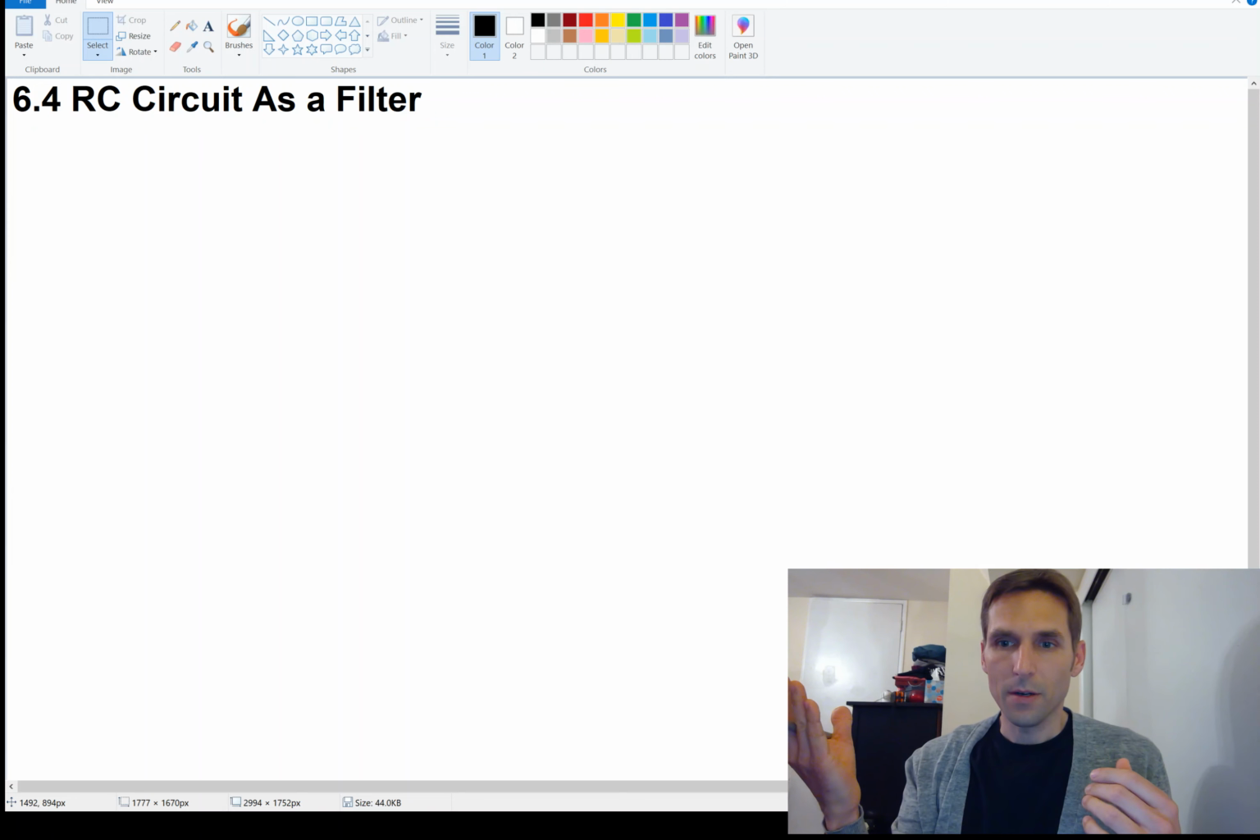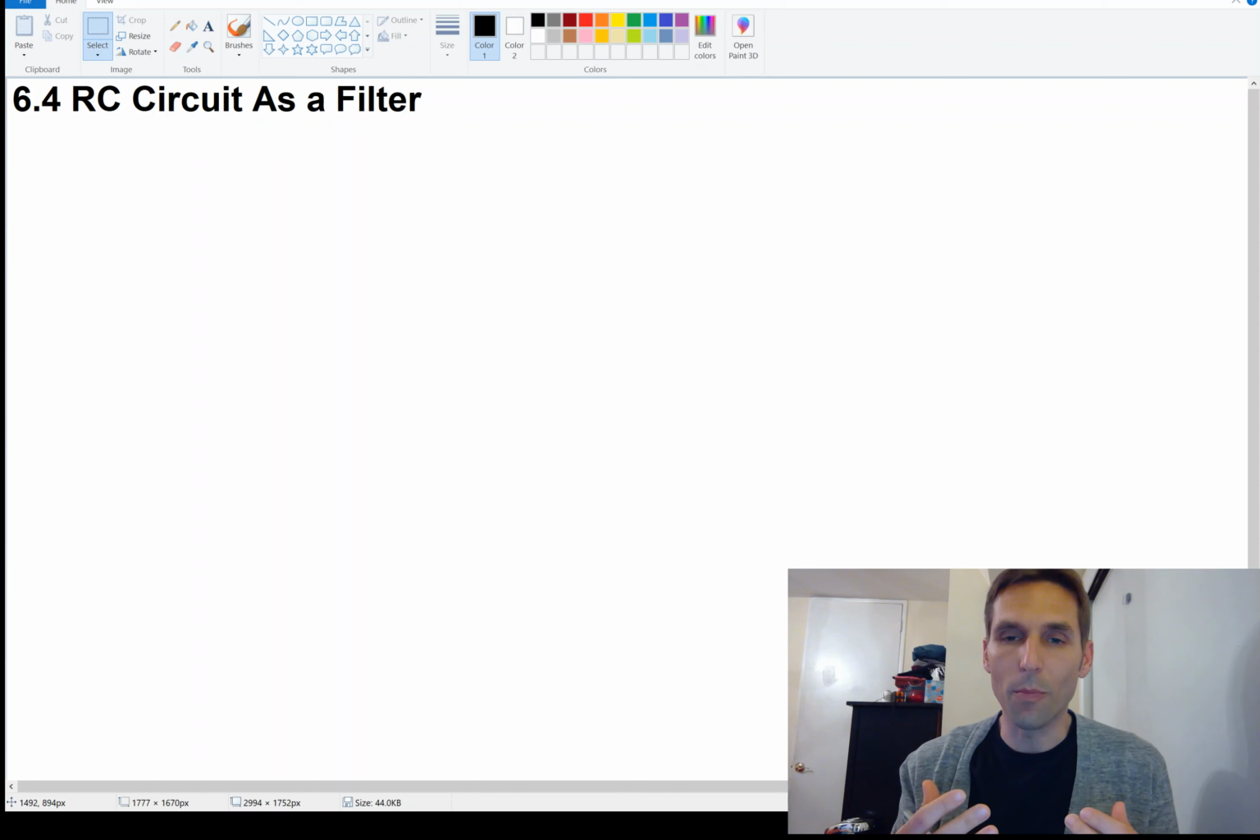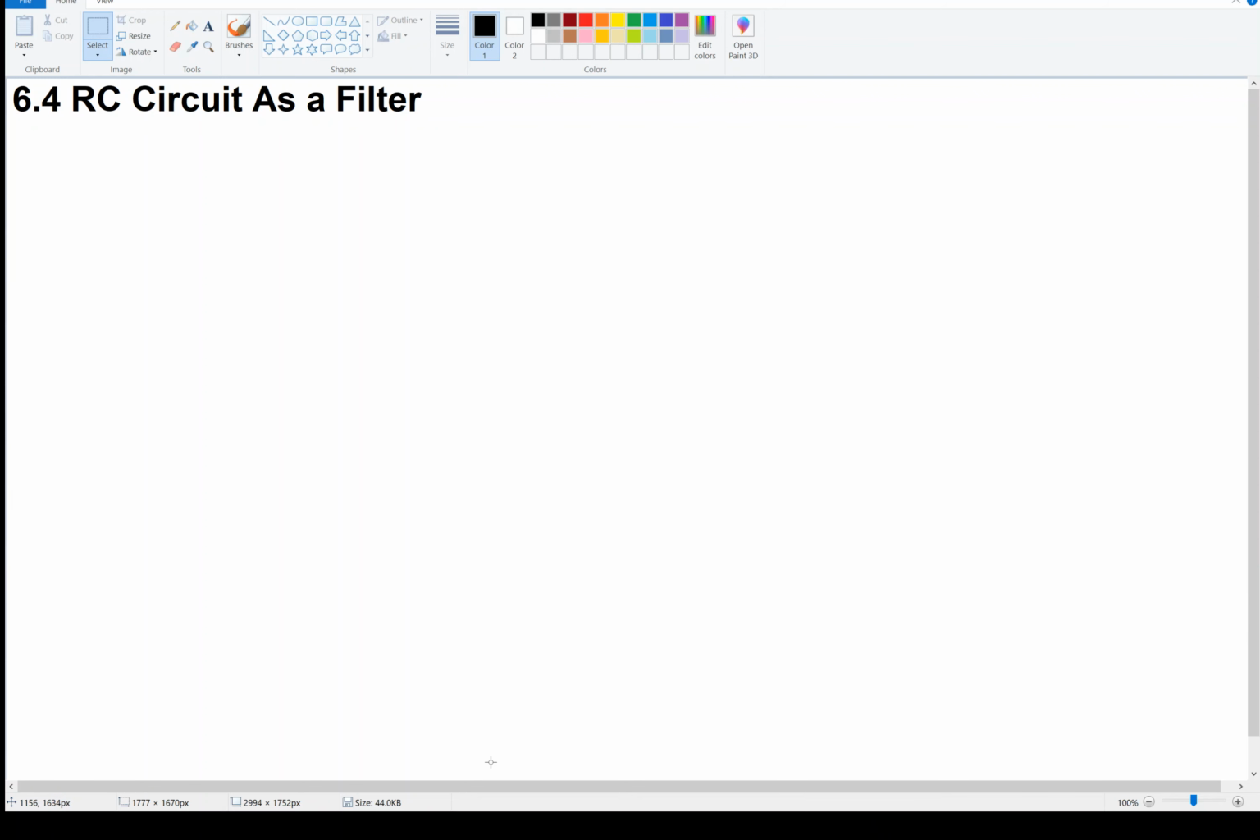I've got a resistor, I've got a capacitor. With these two things, I can build a low pass and a high pass filter, and so can you. Let's investigate how these two things function as a filter.